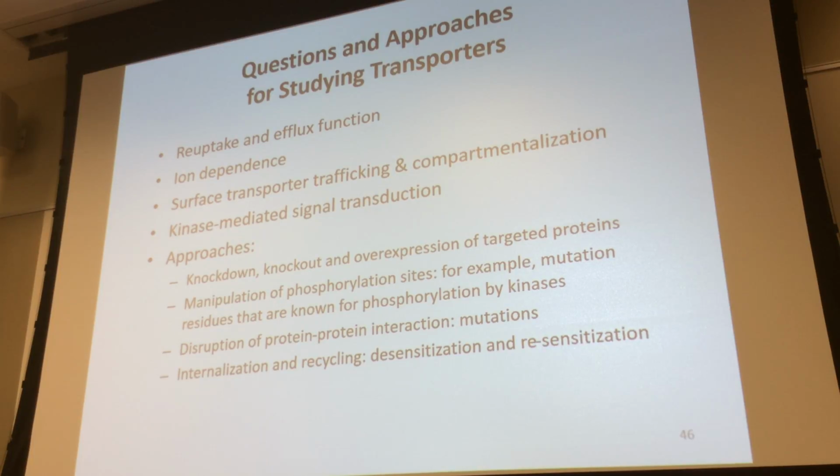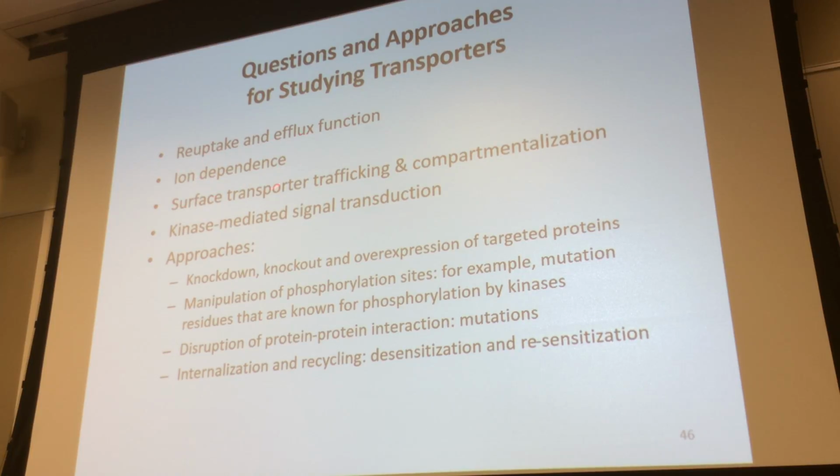So how do we study dopamine transporter, and what are the approaches we can use to study this? So if I give you a question, I said, please design an experiment to test whether this molecule, this protein, may be involved in dopamine transporter function or trafficking. So what are the questions you should ask? First, the transporter function is uptake and efflux, right? So you need to design an experiment to test how you can manipulate this protein and test whether it has an effect on the transporter reuptake and efflux function, right?